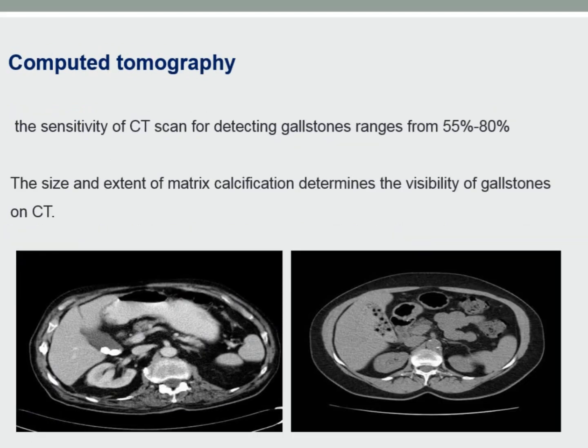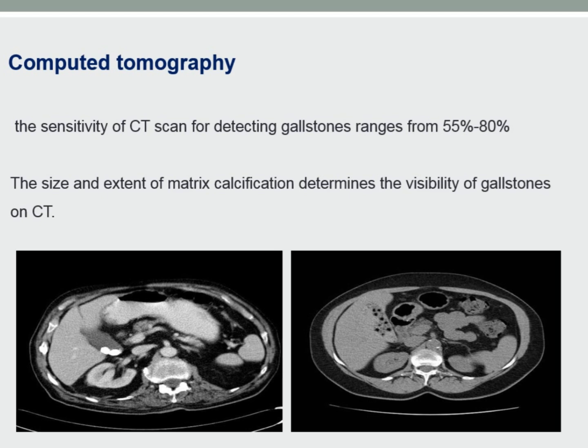Regarding computed tomography, the sensitivity of CT is less than that of ultrasound because CT depends on the matrix and the size of the gallstones, and has a sensitivity ranging from 55 to 80%. What do you mean by the matrix? I mean the matrix of the stone, the composition of the stone itself. If there is no calcification or calcium within it, it will not be seen. You'll see a normal gallbladder by CT, while by ultrasound you'll see a big stone. So CT is not a good modality for gallstone diagnosis.